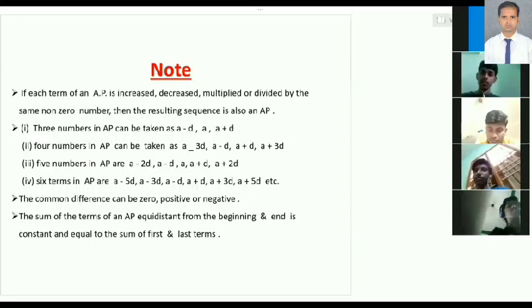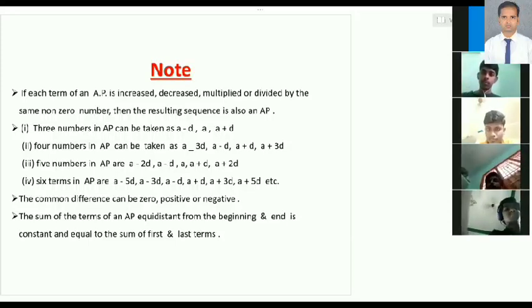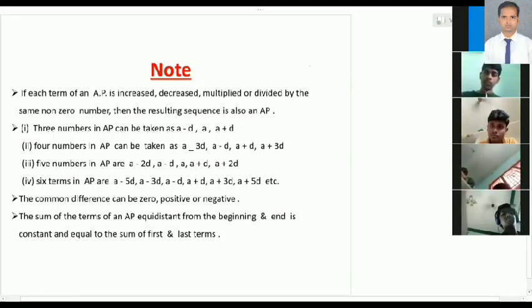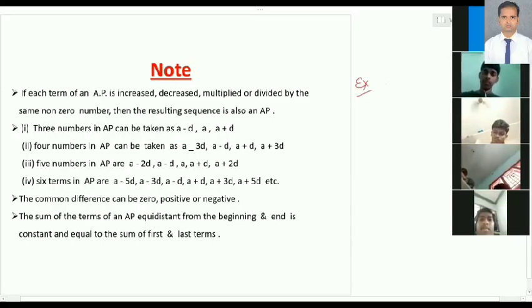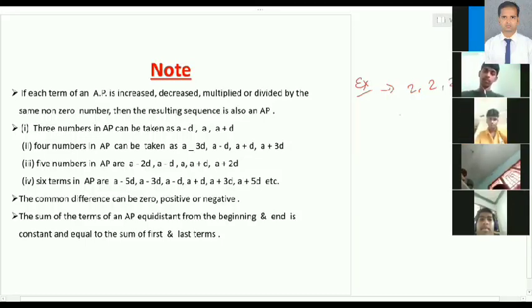Then we'll come to the third point. They are saying that the common difference can be 0, positive or negative. It means the D value can be anything. D value can be negative also, positive also, and 0 also. For example, if I'm giving one sequence like this, let's say 2, 2, 2, 2, 2, and so on. Let's say I'm saying this is an AP.